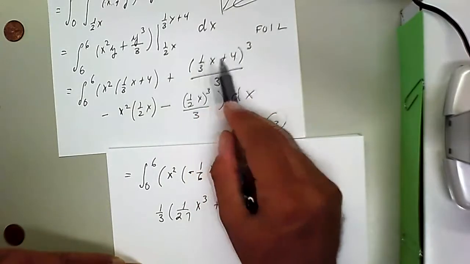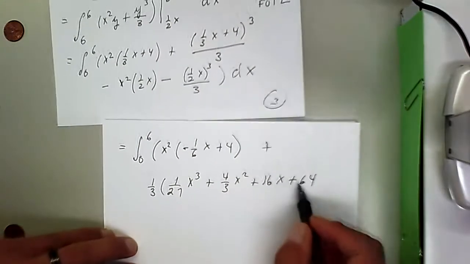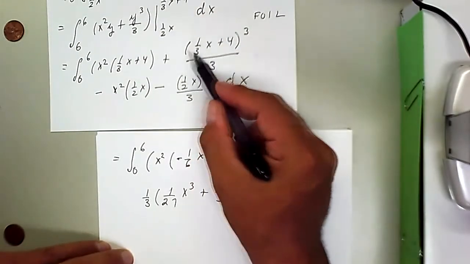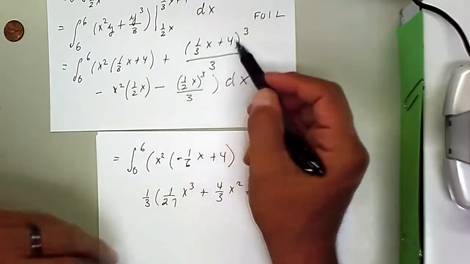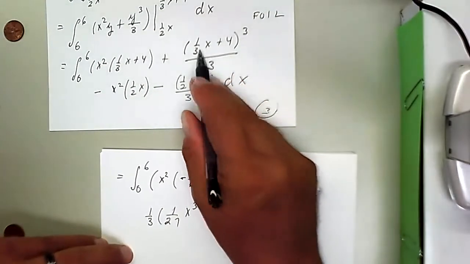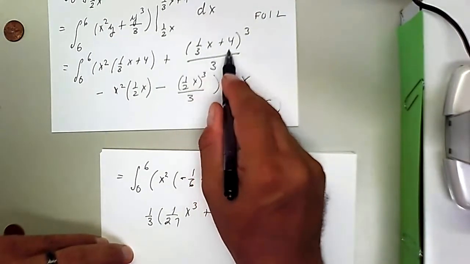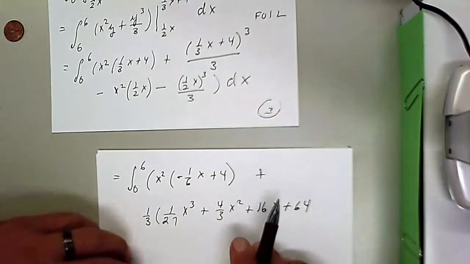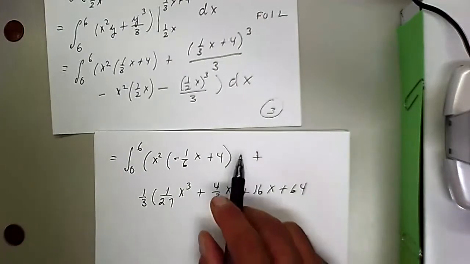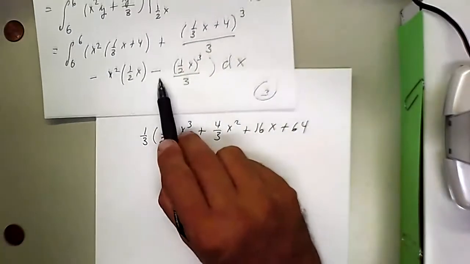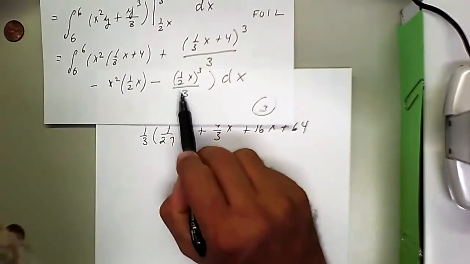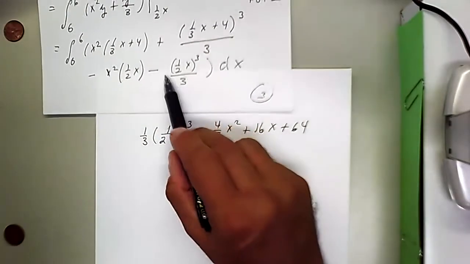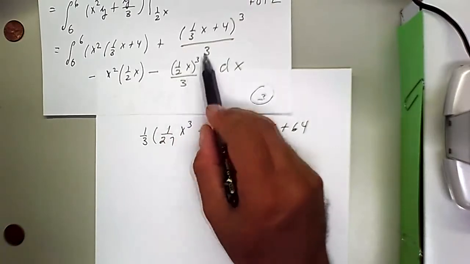If you end up with those 4, you might want to pause the video and actually foil that out on a different piece of paper to make sure you actually end up with this. So all I'm doing is multiplying this 1/3 x plus 4 times 1/3 x plus 4 times 1/3 x plus 4, and then obtaining this. And then we're subtracting this quantity. So I might just as well write it in this polynomial because I'm factoring out the 1/3 from those two.